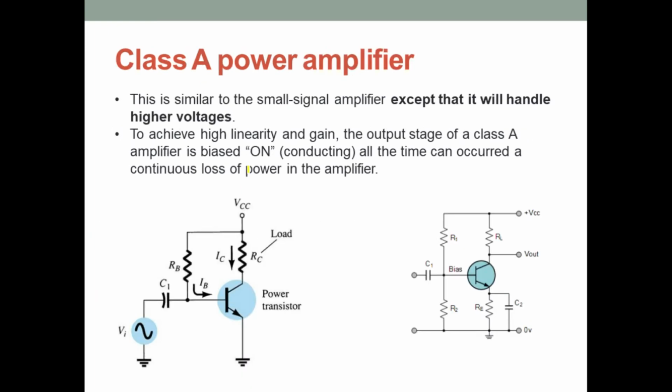A class A power amplifier is similar to a small signal amplifier, except that it will handle high voltage. In this amplifier circuit, to achieve high linearity and gain, the output stage of the class A amplifier is biased on, conducting all the time. It means that it will turn on all the time without switching off. This can lead to continuous loss of power in the amplifier.